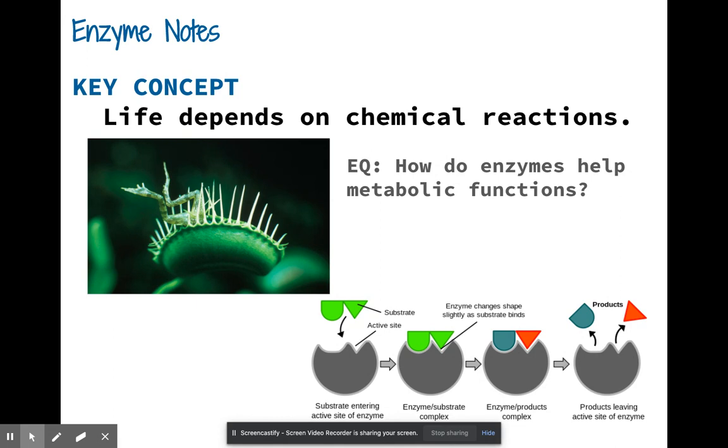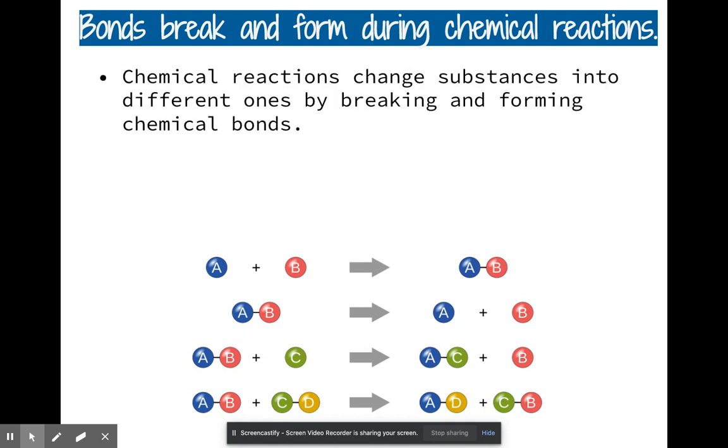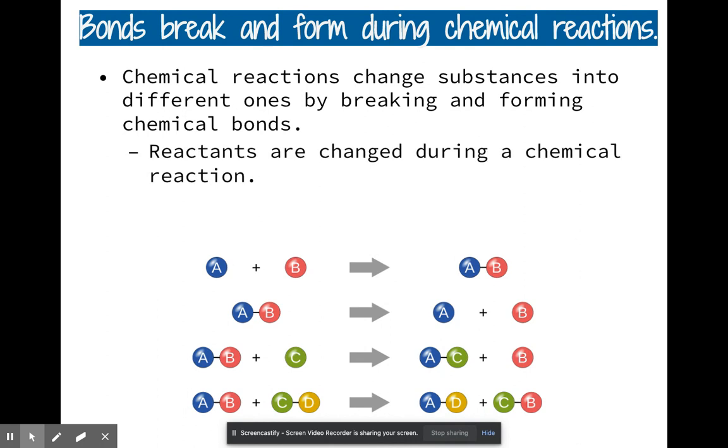And as we see in this picture, we see a Venus flytrap, and it is digesting a frog. So we want to talk about how our bodies process chemical reactions. Bonds break and form during chemical reactions. So our systems are constantly breaking and forming chemical bonds. Chemical reactions change substances into different ones by breaking and forming chemical bonds.